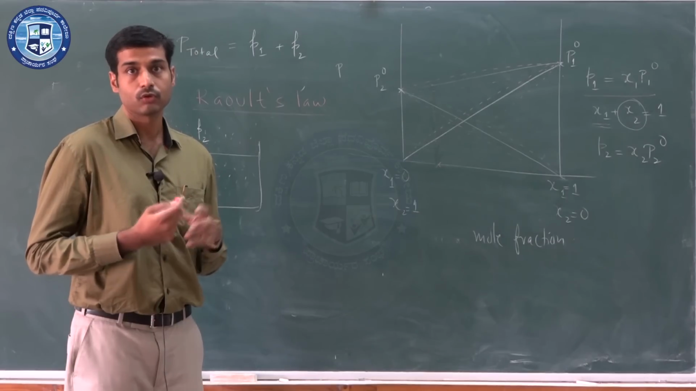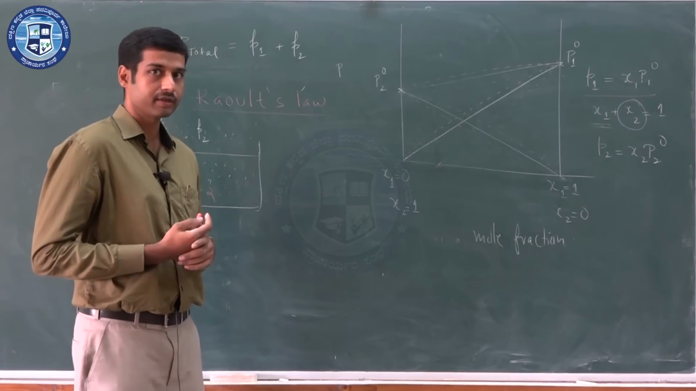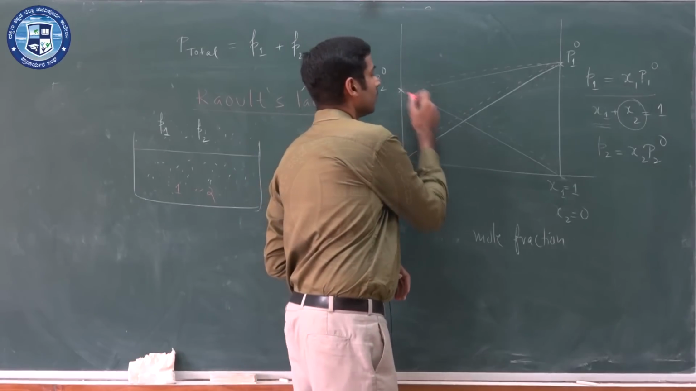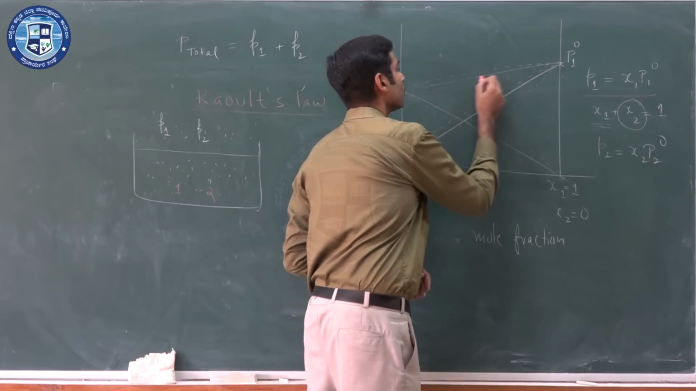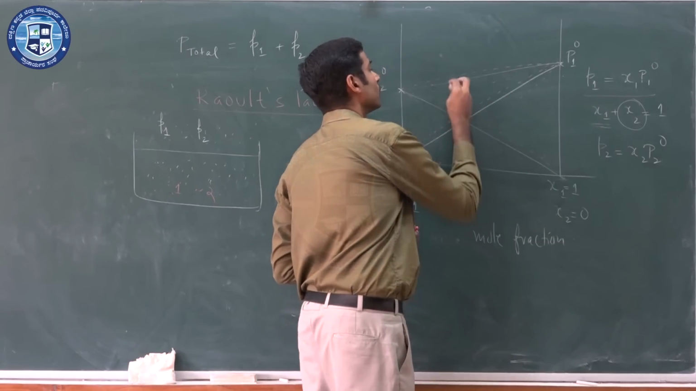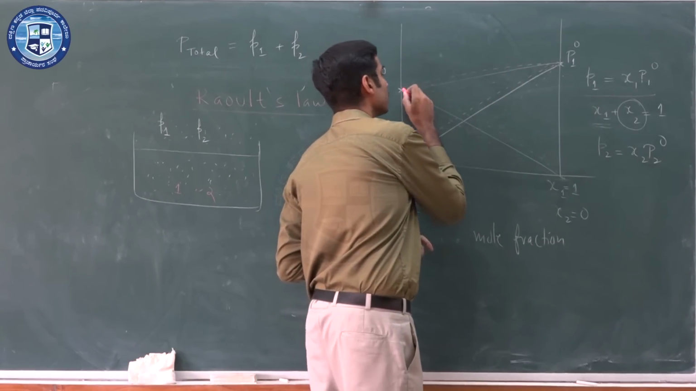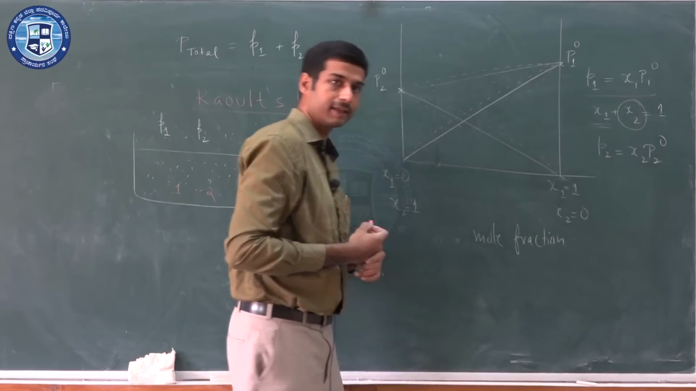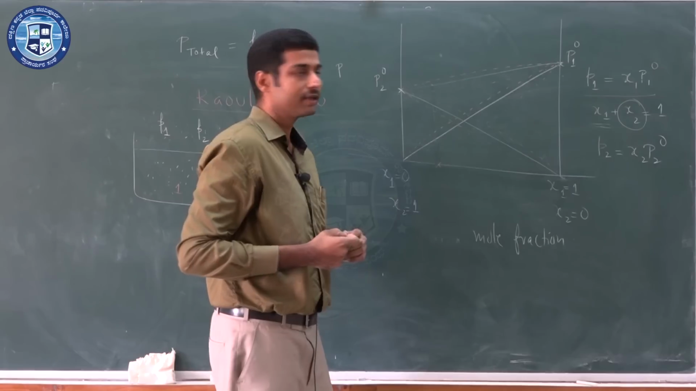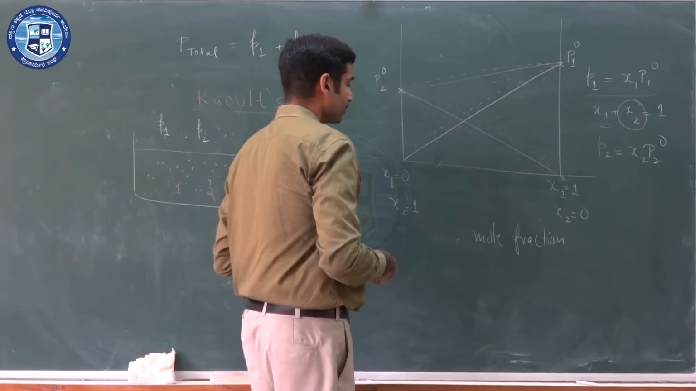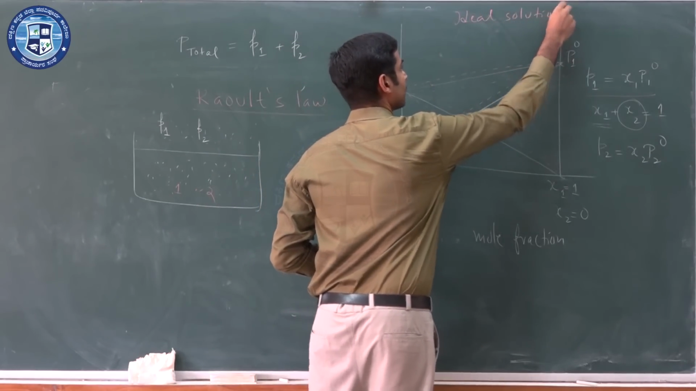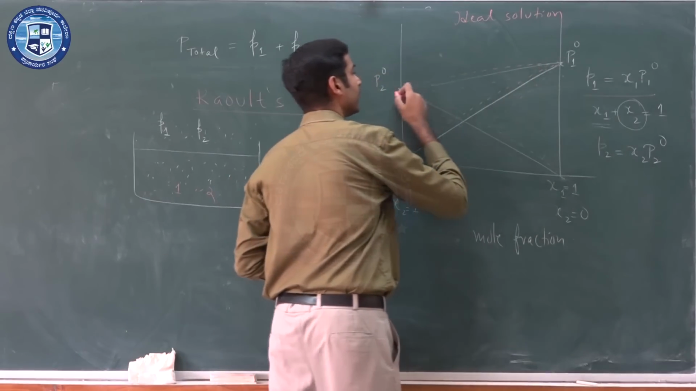There are solutions which obey Raoult's law over the entire concentration range. So this is the concentration range that we have. Over the entire concentration range, this Raoult's law is obeyed, and because of this the total vapor pressure is equal to the sum of the individual partial pressure P1 plus P2. P total is equal to P1 plus P2. So if Raoult's law is obeyed, you are expecting a curve like this. But then there are solutions which do not obey this Raoult's law. If a solution obeys Raoult's law, then such a solution is referred to as an ideal solution. So this is a curve for an ideal solution.